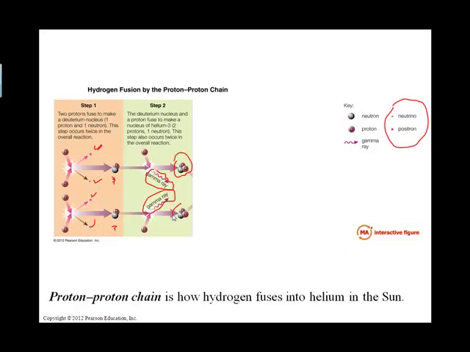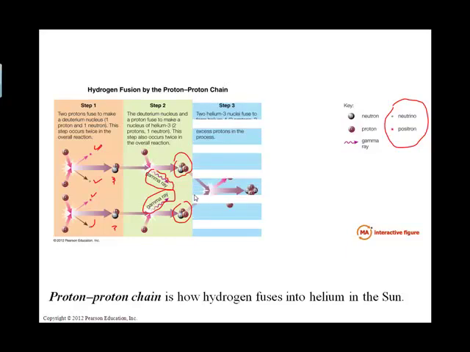I know it's helium because we have two protons in the nucleus of these atoms. Then you take those two helium atoms, an odd sort of isotope of helium, and merge them together. Notice what you get back out: a couple of protons and your normal helium, with two protons and two neutrons. Those protons can go ahead and start all over again. That's the proton-proton chain.